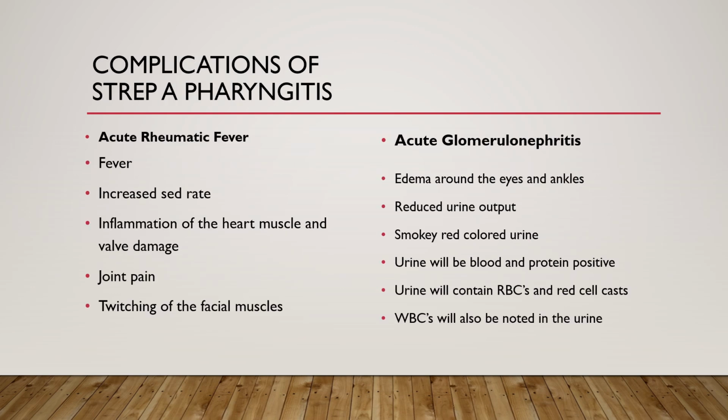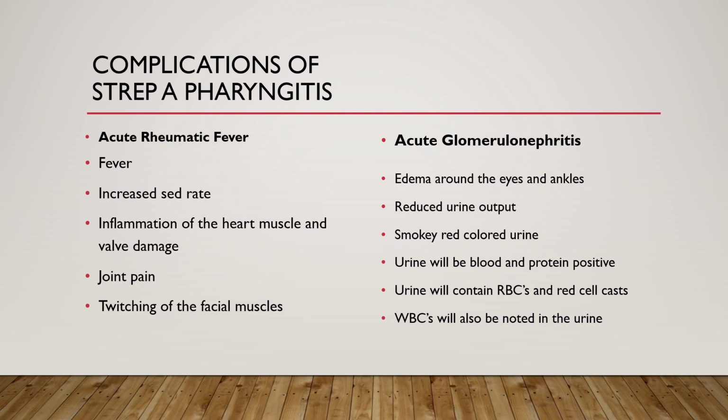In acute rheumatic fever, the toxins of Streptococcus group A affect the heart valves. In acute rheumatic fever, the patient has a fever, increased erythrocyte sedimentation rate, and that's basically a lab test that determines how fast your red cells fall, inflammation of the heart muscle and valve damage, joint pain, and twitching of the facial muscles. In acute glomerulonephritis, this is when immune complexes form in the kidney and actually destroy the nephrons of the kidney.